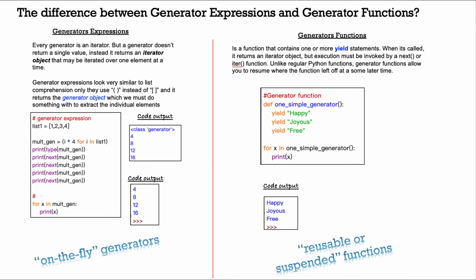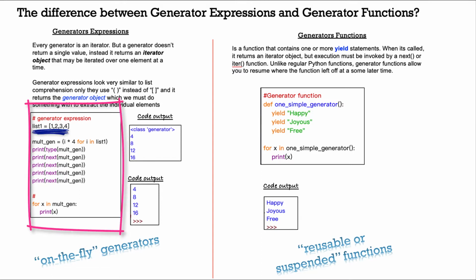Now we'll explore the differences in what the code looks like between generator expressions and generator functions. So as we said, every generator is an iterator, but a generator doesn't return a single value. Instead, it returns what's known as an iterator object. This may be iterated over one element at a time. Generator expressions look very similar to list comprehensions, only they use parentheses instead of the square brackets that list comprehensions use. And they return the generator object. Then we must do something with this object to extract its individual elements. So let's bring it to life by looking at an example.